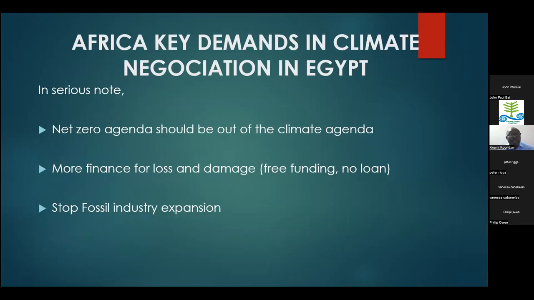Our key demands, alongside our campaign: the net zero agenda should be out of the climate agenda, and more finance for loss and damage. But those finances cannot come alone, because sometimes they just give us loans for reparation. We don't want that. We want grant funding, but strong funding, to go with loss and damage, and to stop fossil industry expansion. Those three points on the agenda will be good.